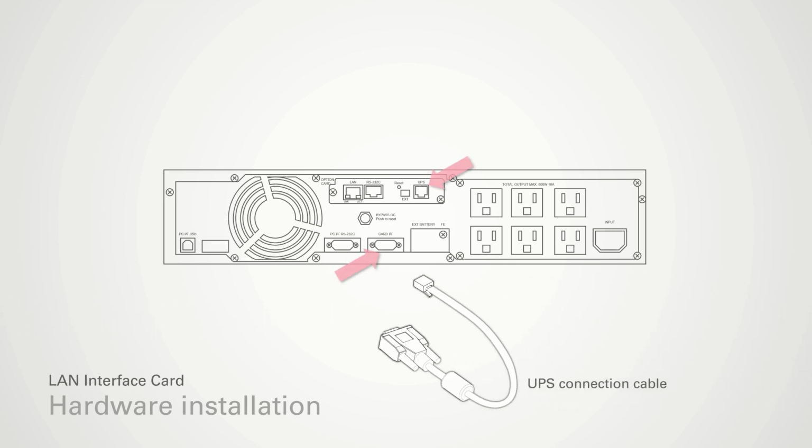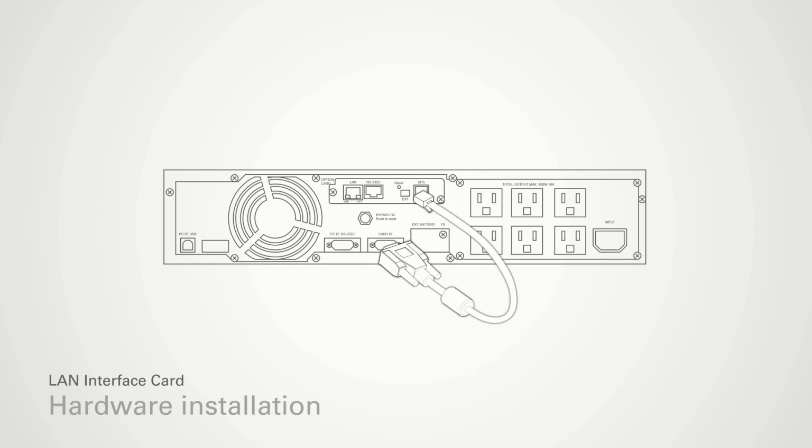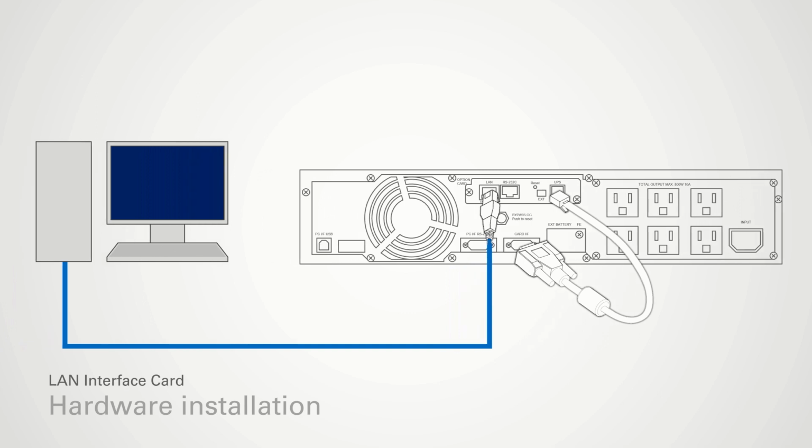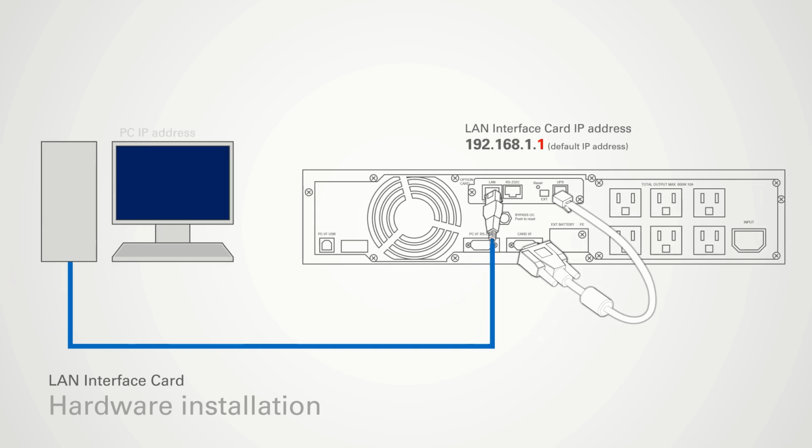Connect the UPS connector cable between UPS port of LAN interface card side and card interface port of UPS side. Connect LAN cable to LAN port, and connect the other end to PC LAN port. Change PC IP address to enable connection with UPS LAN interface card. Make sure the IP address does not overlap with LAN interface card IP address.